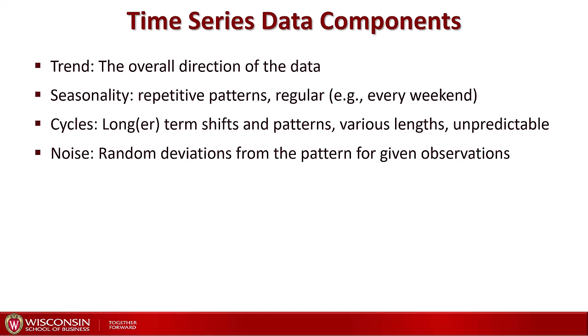There are other kinds of variations that might also go up and down over time, but that are less predictable, and these are called cycles. They are usually longer term shifts. They have various lengths, and they are unpredictable. So we might be in an upward cycle, a bit above the trend, but we don't know how long it will last and when it will come down. Finally, we have the noise, and the noise is just the random deviations from these patterns that we've just mentioned.